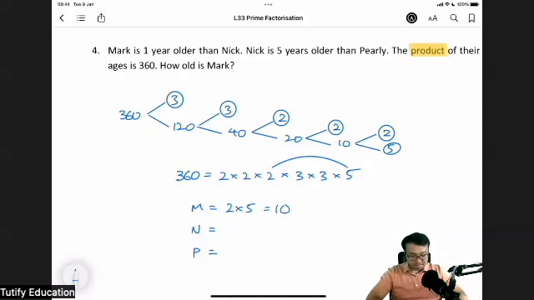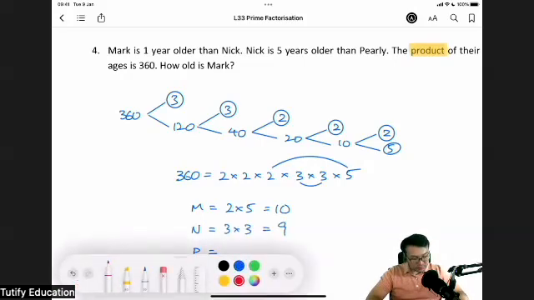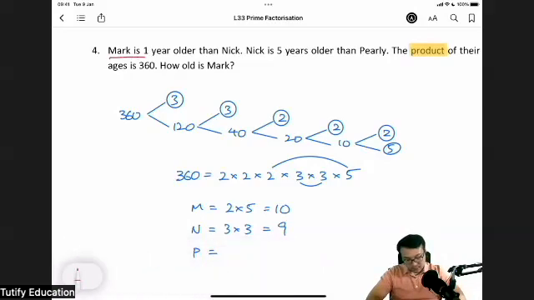Then 3 times 3 is 9. 3 times 3 is 9 for Nick. Okay. So Nick is 3 times 3, which gives us 9. So far, are we following the rules of the question? Yes. Because Mark is 1 year older than Nick. Very good. 2 times 2 is 4, and that will be Pearly.